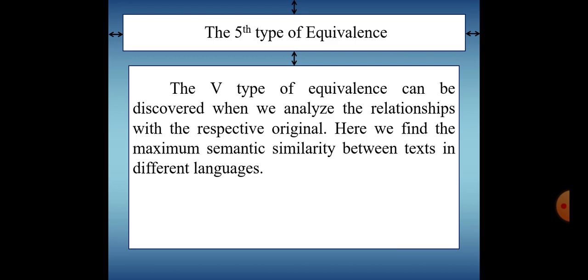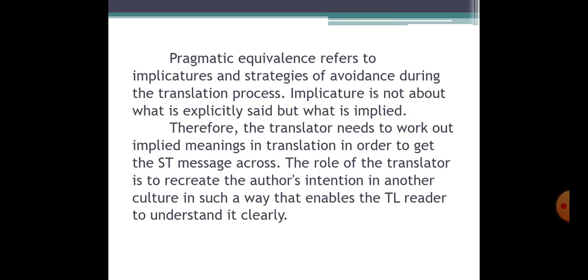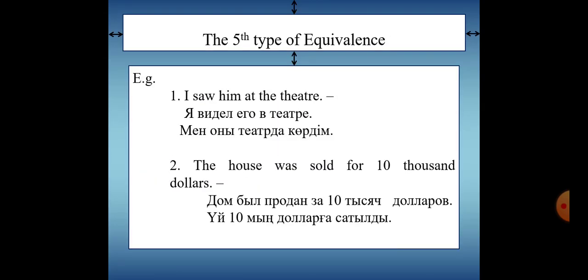The fifth type of equivalence can be discovered when we analyze the relationships with the respective original. Here we find the maximum semantic similarity between texts in different languages. For example, I saw him at the theater. Мен оны театрда көрдім. The house was sold for $10,000. Үй $10,000 сатылды.